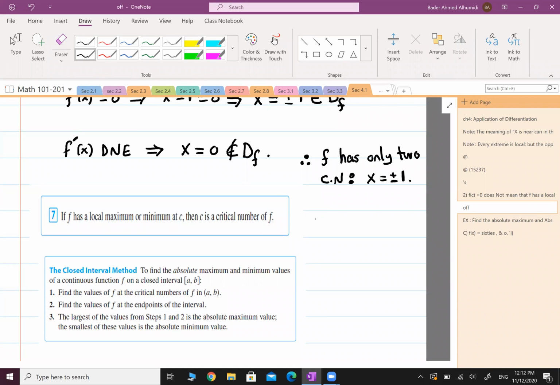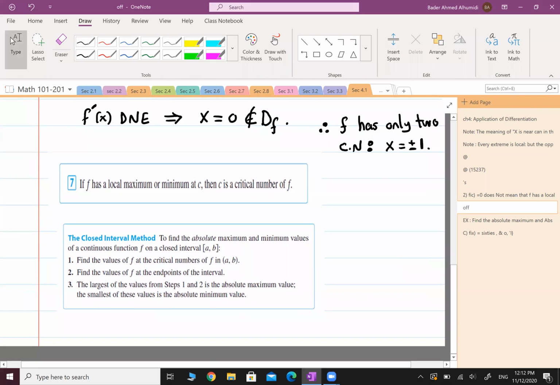But if we have a critical number, does it mean that we have a local maximum or local minimum? No. Yesterday we said x cubed has a critical number, x equal to 0. But x equal to 0 is neither a maximum nor a local minimum. God willing, we will take a mechanism for when we have a critical number, how to test whether it has a maximum here or a minimum here.